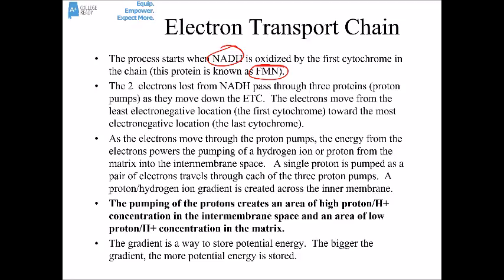The pumping of these protons creates an area of high proton concentration in the intermembrane space and an area of low proton concentration in the matrix. And this is an ideal way to store potential energy. The bigger the gradient, the more potential energy is stored. Think of this as almost like stretching a rubber band. The more it gets stretched, the more energy it stores.